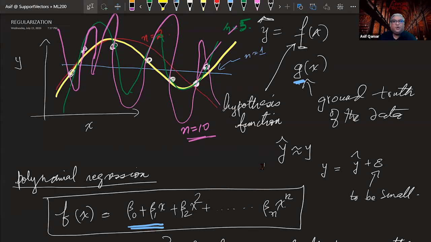So how do you cure this problem? This problem is the problem of overfitting. You do know that flexible models do tend to fit the data, but you don't want it to overfit.